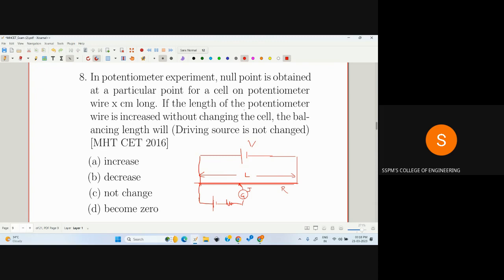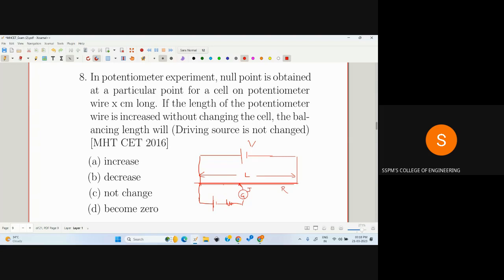Now, if the length of the potentiometer wire is increased without changing the cell, let's consider E, and the internal resistance is R, then what is the balancing length? आता इथे दोन कंडिशन दिलेल्या आहेत, त्यामुळे पहिल्या कंडिशन मध्ये हा L1 घ्या, इथे हा R1 घ्या, and the balancing location let's consider small l1. हा balancing location असणार आहे. And applied voltage is V.